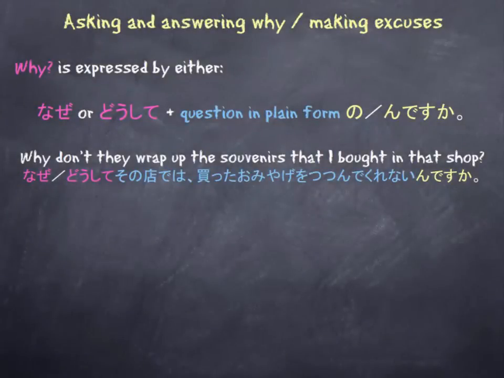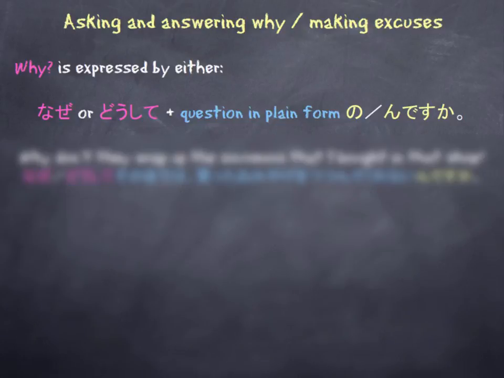Hey guys, today we're going to take a look at how to ask and answer why and how to make excuses. So the word why is expressed by either the word naze or doshite, plus the question in plain form, followed by no or desu ka.